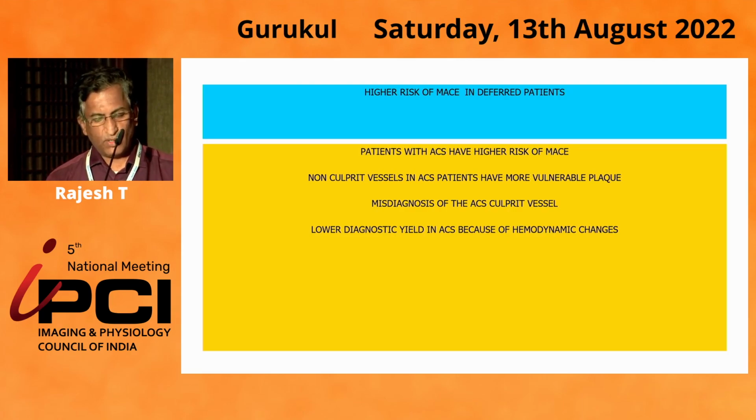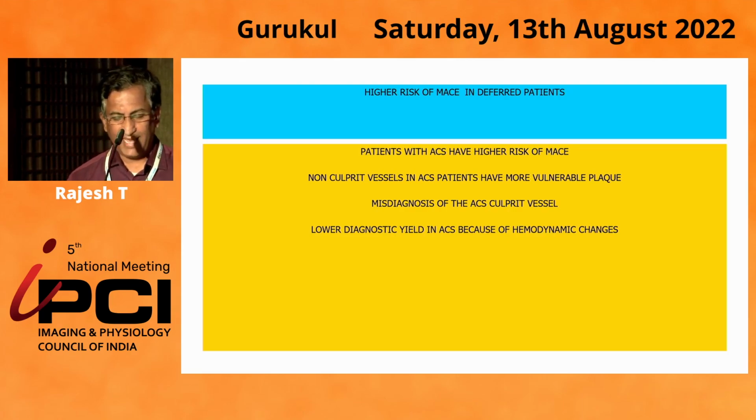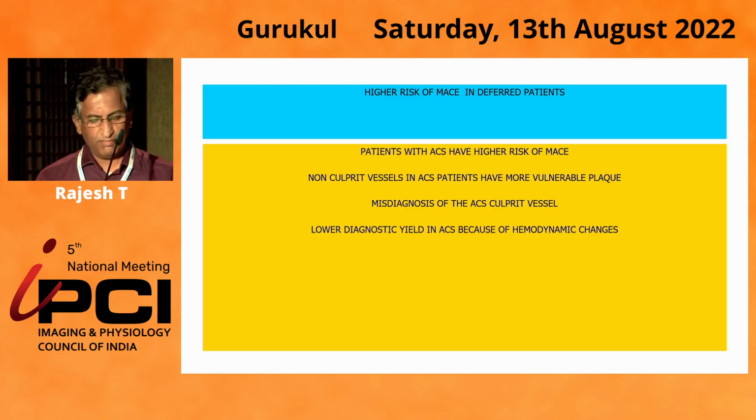So all of us know that there's a higher risk of MACE, particularly in patients who have had an ACS before. Recurrent adverse events are more common in patients who have previously been hospitalized with an acute coronary syndrome. So non-culprit vessels in ACS patients, the reason is that non-culprit vessels have more vulnerable plaque, and this tends to rupture. There's one concept that if you address these vulnerable plaques with an intervention by stenting, you're going to passivate the plaque and reduce the risk of recurrent events.